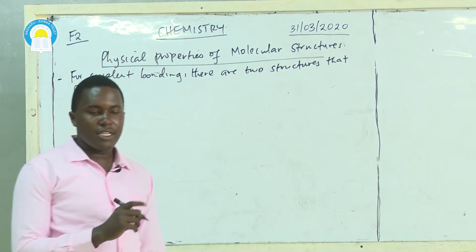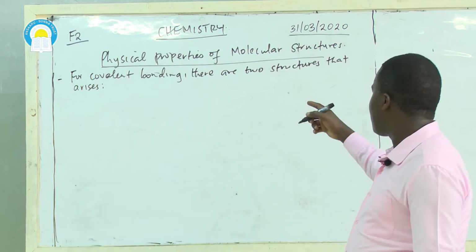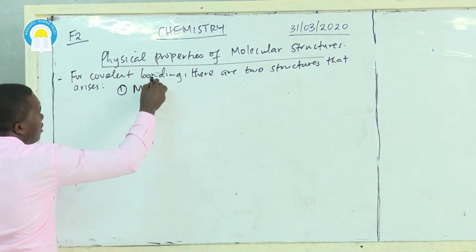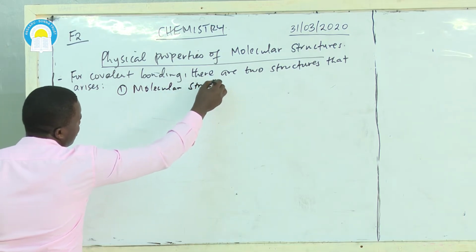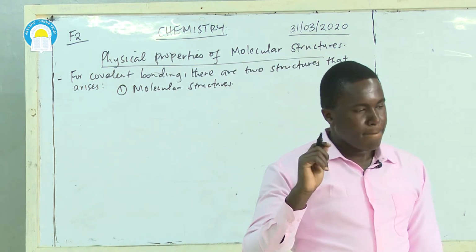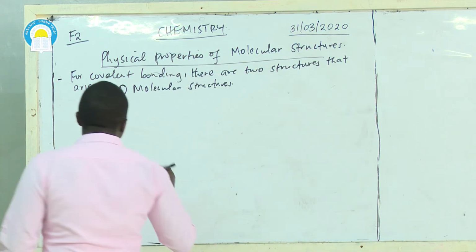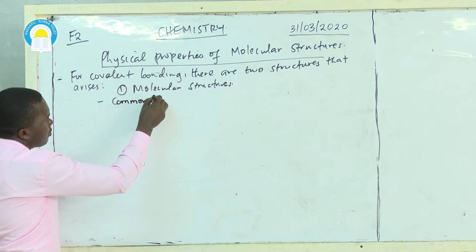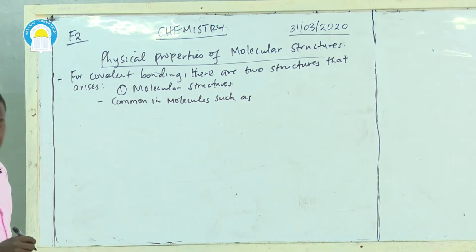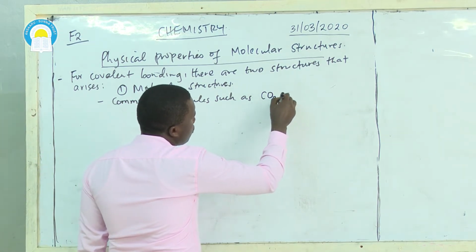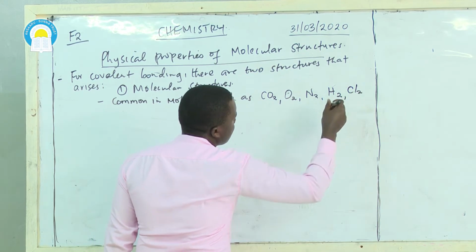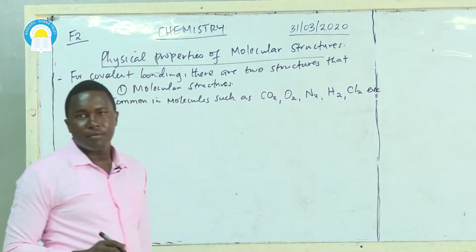So we have said that for covalent bonding, there are two structures that arise, and one is molecular structures, which I remember saying is common in molecules, such as CO2, oxygen, nitrogen, hydrogen, chlorine, etc.